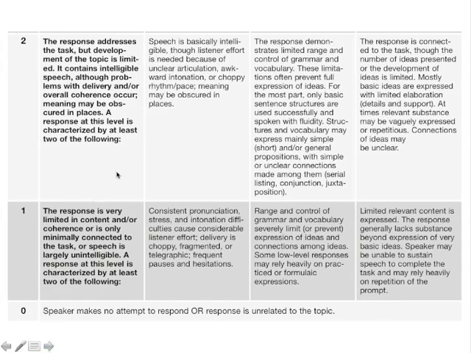As we move to the second one, though, you'll notice that the language starts becoming a little more negative. So notice, for example, it says the development of the topic is limited. It has some problems, and problems with delivery and overall coherence. And meaning may be obscured, which means it may not be understood. Then as you get to 1, of course, notice it says it's very limited. And then, of course, a 0 means you either made no attempt, or perhaps you spoke in your language, or the response you gave was totally unrelated to the topic.